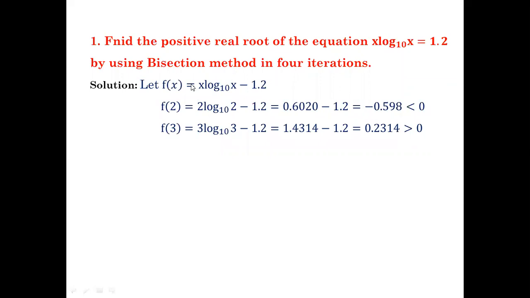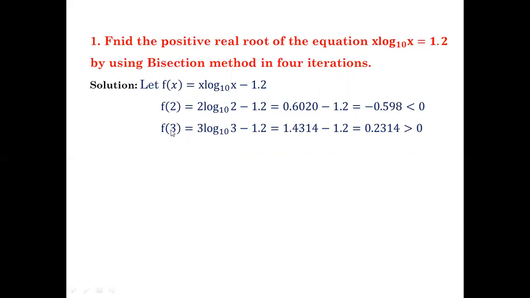In the solution, we consider the given function f of x equals x log x base 10 minus 1.2. Replace x by 2. So 2 log 2 base 10 minus 1.2. Here 2 log 2 base 10 is 0.6020, minus 1.2, which is equal to minus 0.598, that is negative, less than 0.